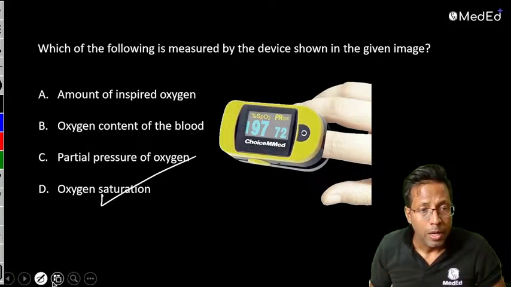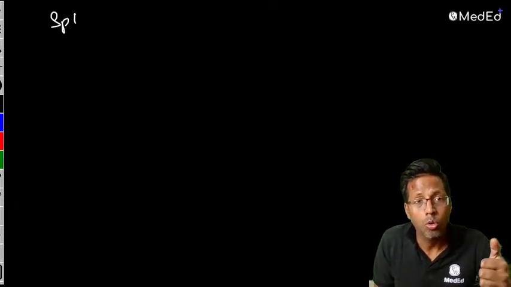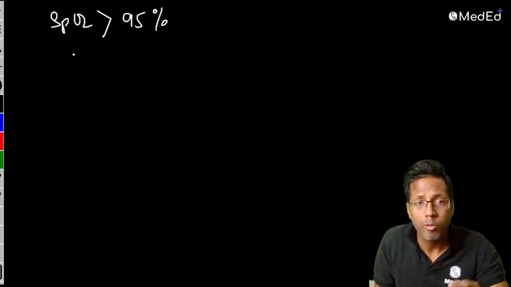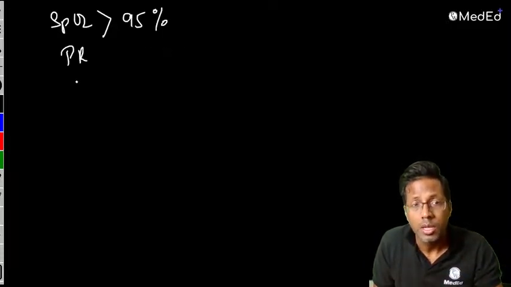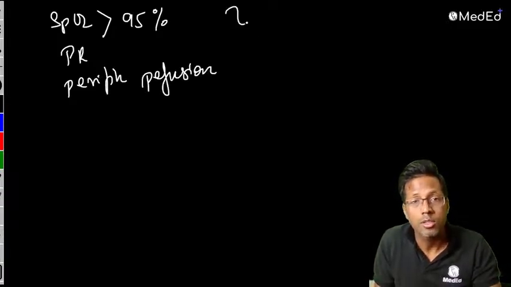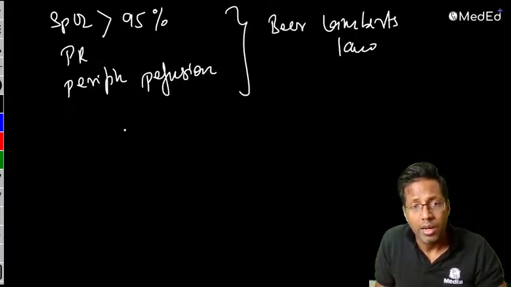Okay, simple. Now when you're talking about pulse oximeter, what is the information that you get? You get to know the SpO2, and remember SpO2 should always be more than 95%. Apart from that, you come to know the pulse rate of the patient, and you also get to know the peripheral perfusion, because the whole concept is based on Beer-Lambert's law. The pulse oximeter is based on Beer-Lambert's law, that the light is passing through the blood vessel.